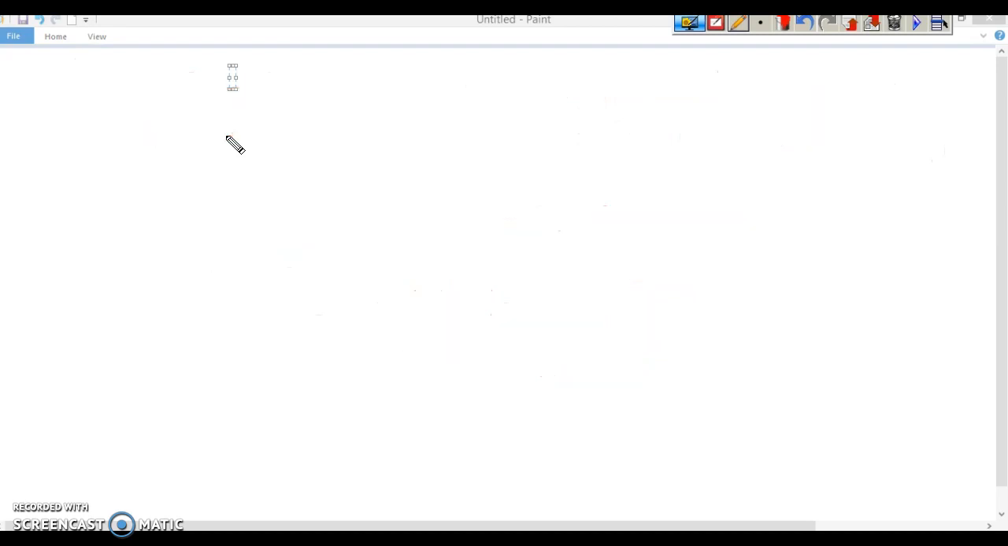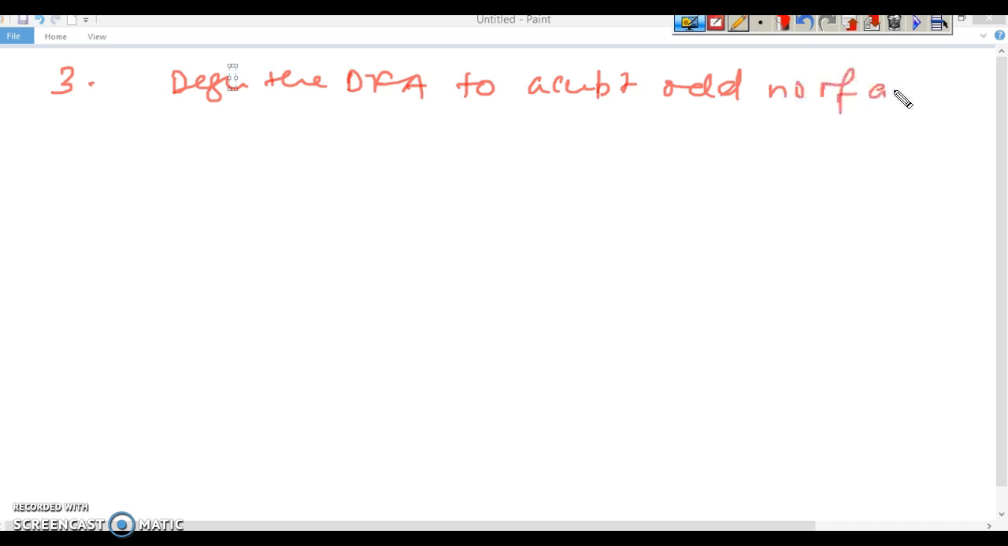Similarly, if the question is given, type 3, in type 1 only, the third question: design the DFA to accept an odd number of A's. So the language you can write here as A. Here epsilon won't come, because epsilon means 0, nothing, null string. Null should not be accepted, because this is odd.